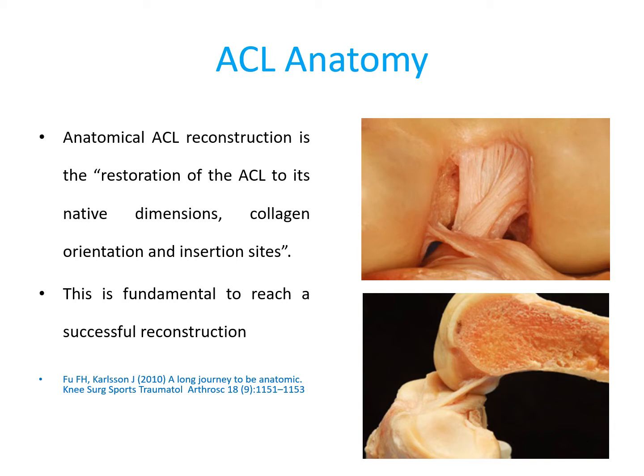Coming to the anatomy, anatomic ACL reconstruction is the restoration of the ACL to its native dimensions, collagen orientation, and insertion sites. We cannot restore the ACL to its native dimensions with a reconstruction because the femoral and tibial attachment points are larger or more complex than what a rounded graft can cover. Of course, the ACL has different collagen orientations that we cannot mimic with the tendon graft, and therefore we are left with the insertion sites, and therefore we have to be exactly in the center of the proper anatomic insertion sites. This is fundamental to reach a successful reconstruction.